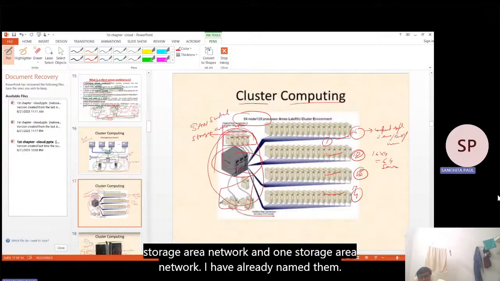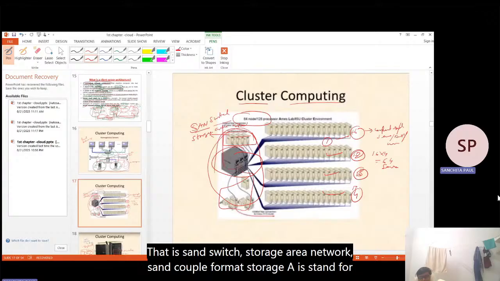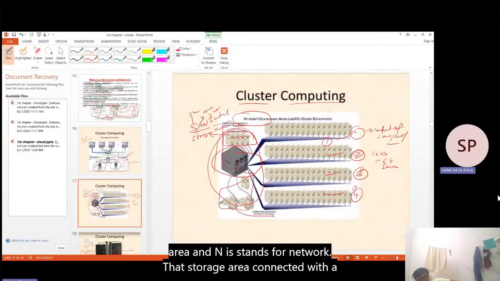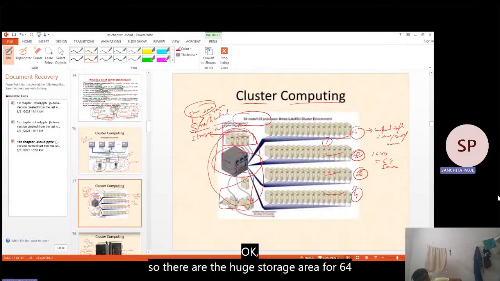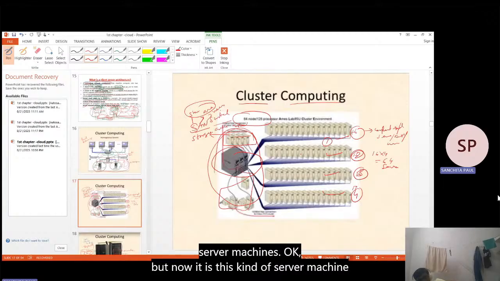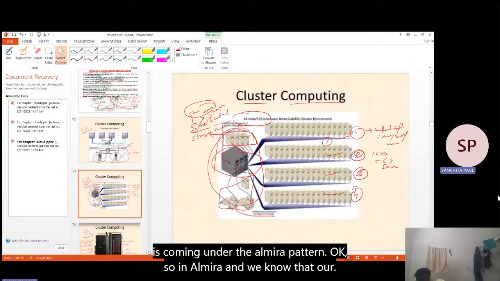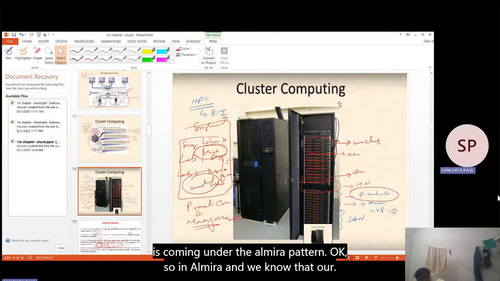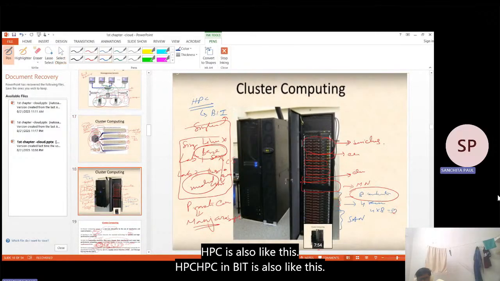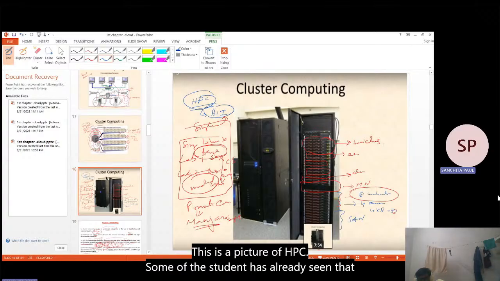And the storage area network I have already named, that is the SAN switch. The full form of SAN is storage area network: S stands for storage, A stands for area, and N stands for network. That storage area is connected with a network for each rack of servers. So there is a huge storage area for 64 server machines. Nowadays this kind of server machine is coming in an almirah pattern. We know that our HPC is also like this. This is a picture of the HPC.